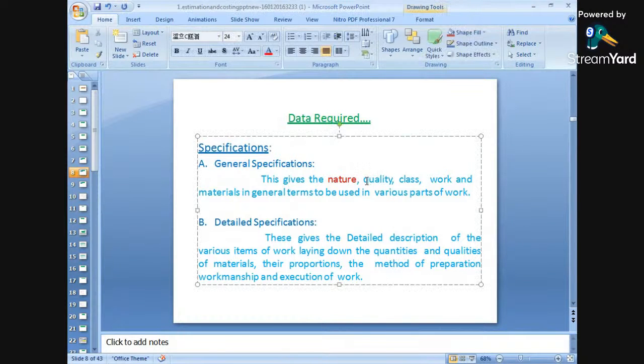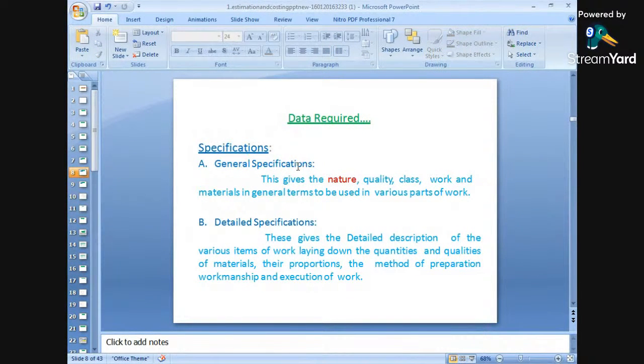How, what is the quality to be maintained, okay? The quality plays an important role. It has been specified in the general specifications, class. Suppose the brickwork is first class brickwork, second class brickwork, so a class of a particular type of work, and work and materials in general terms to be used in the various parts of work.